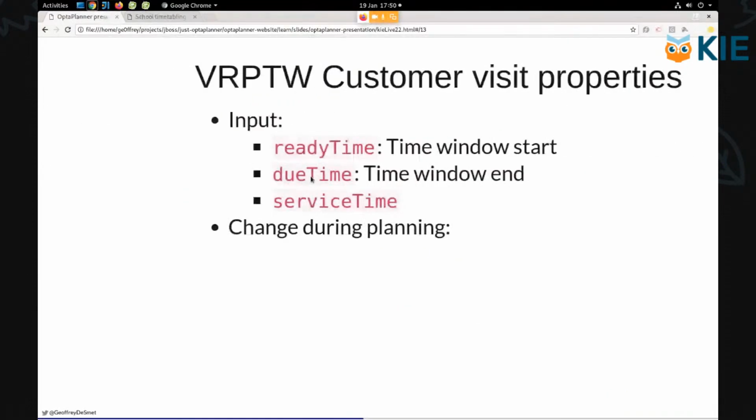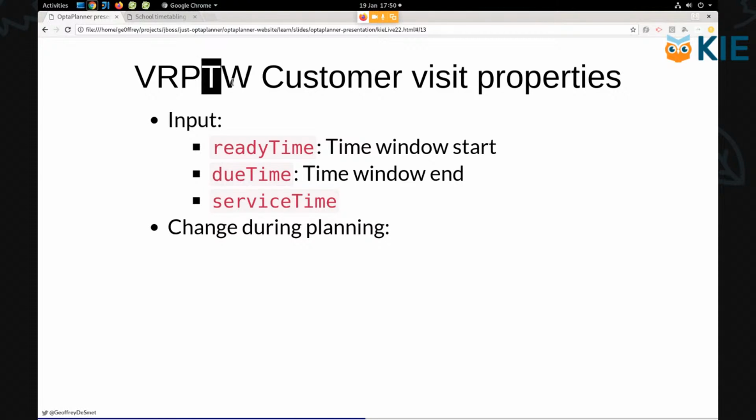So when we look at this in the vehicle routing problem with time windows, the input has a ready time. We need to be there after. We know we can only start to work at that time if we're there. A due time, we need to have the work done before that time. Let's say 9 o'clock till 12 o'clock. We have our service time. It takes 10 minutes to do the job.